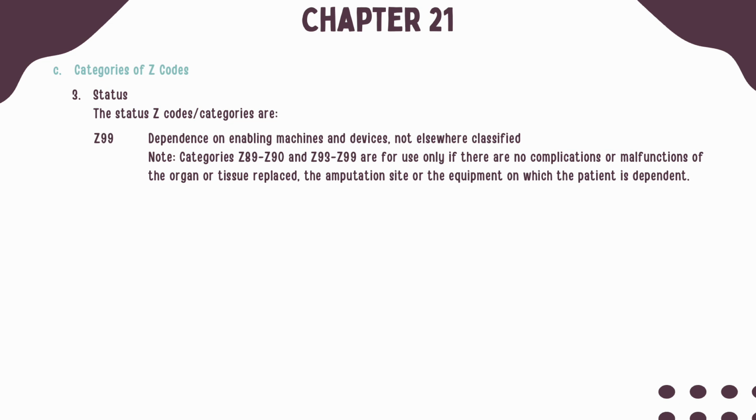Category Z99 should be used to represent the patient's dependence on a machine or device, such as respirator, renal dialysis, or oxygen.